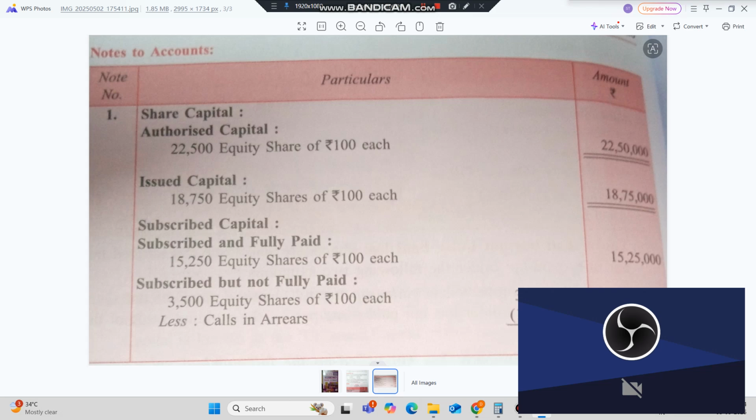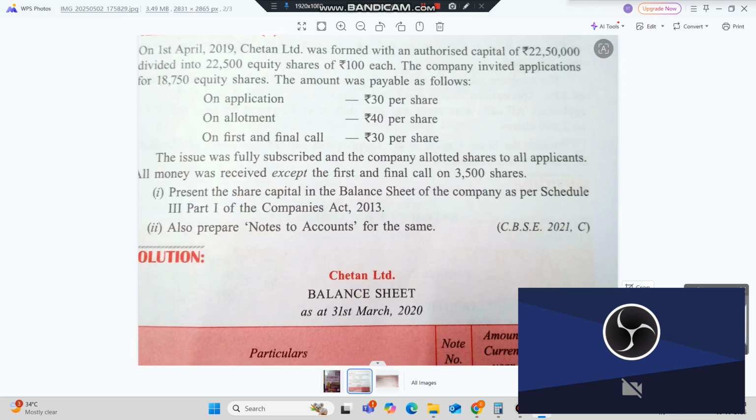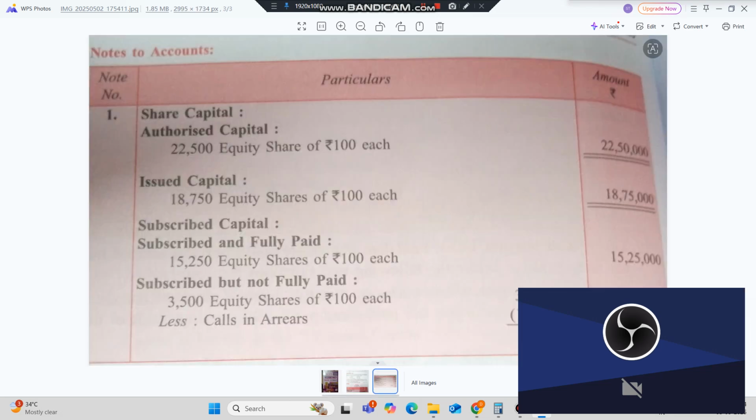So 15,25,000 is subscribed and fully paid, and subscribed but not fully paid is 2,45,000. So the total amount is 17,70,000, which is the clear amount that is going to appear in the balance sheet under the column equity and liabilities, shareholders' funds, as share capital: 17,70,000.